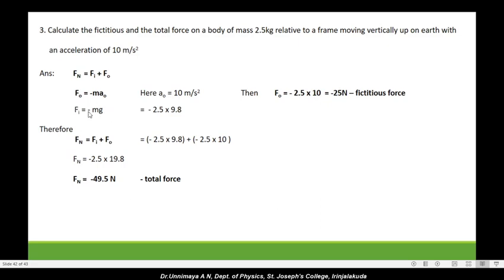Inertial frame measures -mg, that is -2.5 × 9.8. That is the weight measured in the inertial frame. So the total force Fn equal to Fi plus Fo, that is -2.5 × 9.8 plus -2.5 × 10. So the answer will be -49.5 Newton. This is the total force acting on the body with respect to the S prime frame, the non-inertial frame. So negative sign indicates that the force is acting downwards.